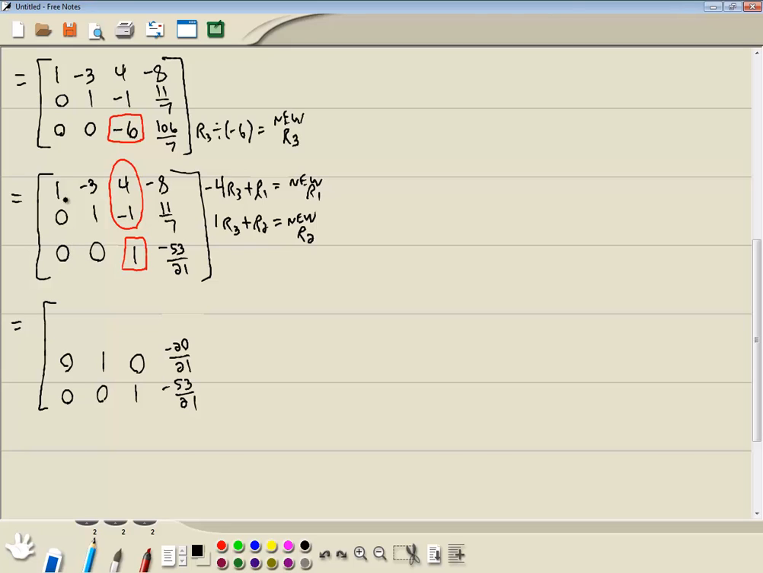Okay, so now the -4 times row 3 plus row 1. So -4 times 0, 0 plus 1 is 1. -4 times 0, 0 plus -3 is -3. -4 times 1 is -4 plus 4 is 0. And -4 times -53 over 21 plus -8. Let's see what that gives us. So -4 times -53 over 21 plus the -8 is 44 over 21.